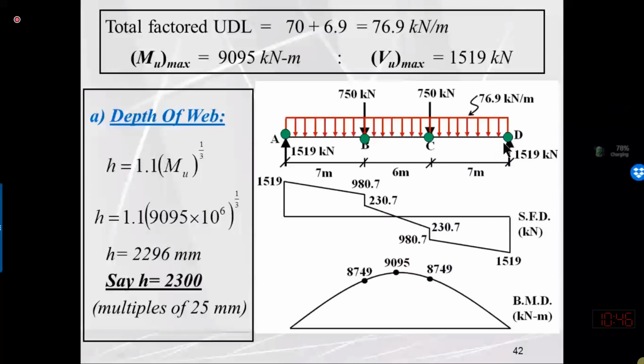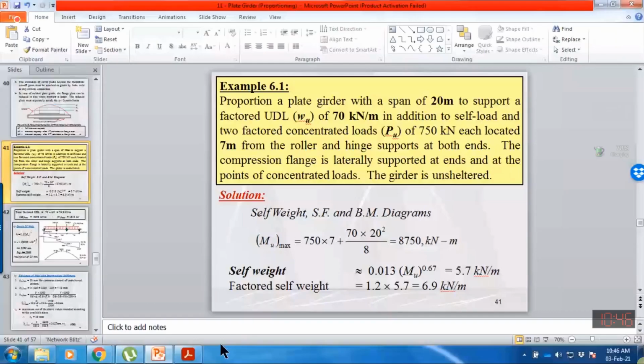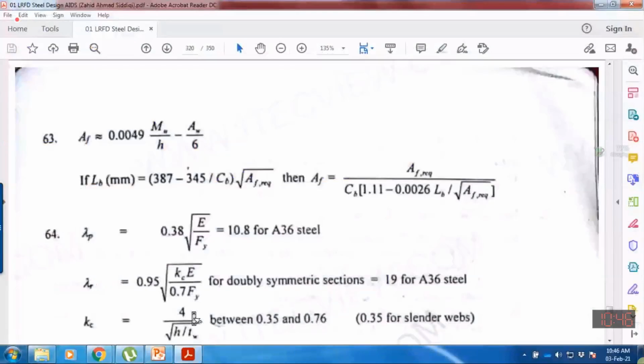First of all, we need to assume the self weight. Self weight can be assumed or determined by using this formula, 0.013 into Mu to the power 2 by 3, or 0.67. Again, I guess this formula is provided in the LRFD design aid. Let me check. Yes, the self weight formula is given.